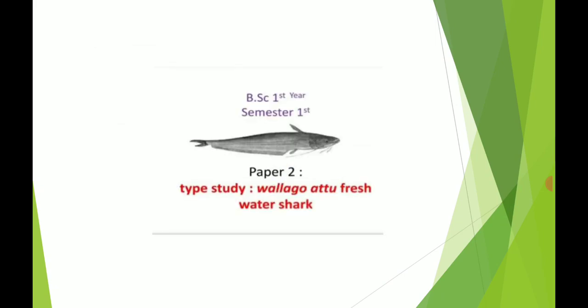Today we are seeing the second theory paper. The name of the theory paper is the type study of Wallago attu. It is commonly called a freshwater shark.